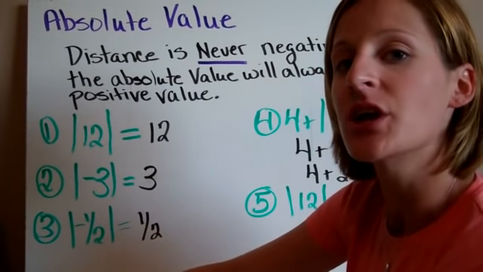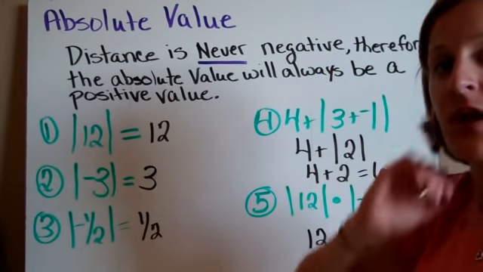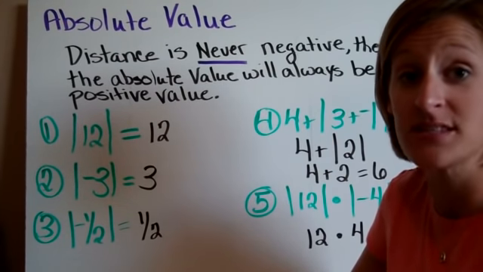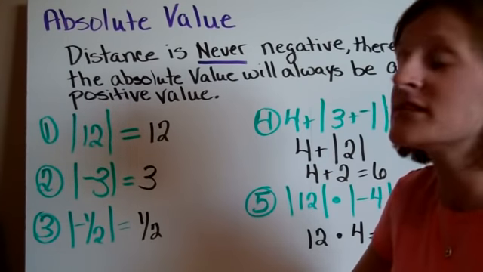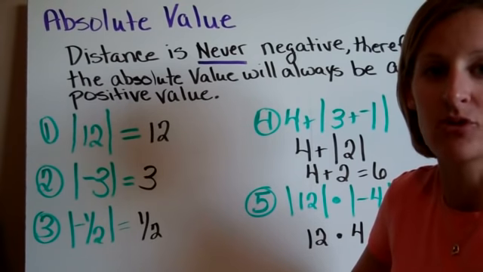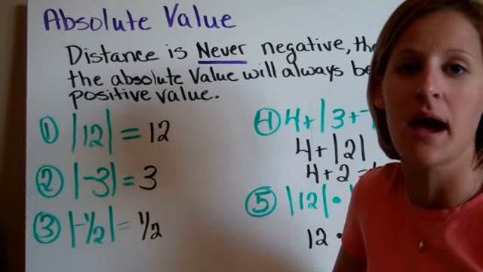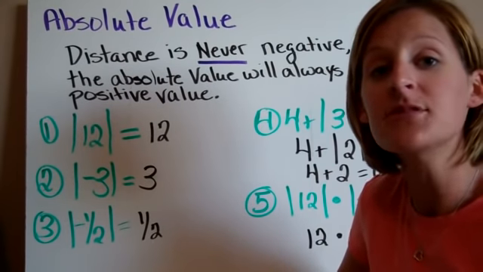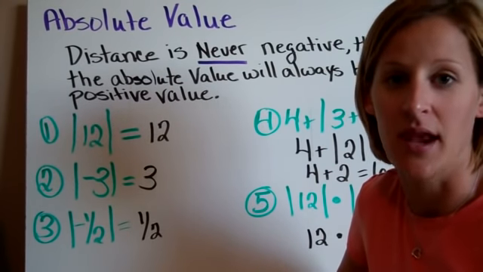The next thing we're going to look at is the absolute value. Now remember, this is the distance a number is away from 0. Since we always measure distance in positive numbers, I never say I'm negative 6 miles from the pool. I say I'm 6 miles from the pool. So absolute value is never going to be negative.